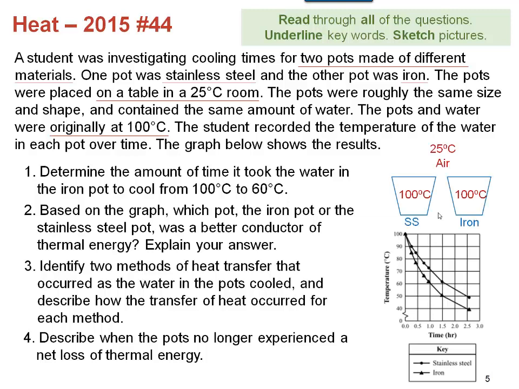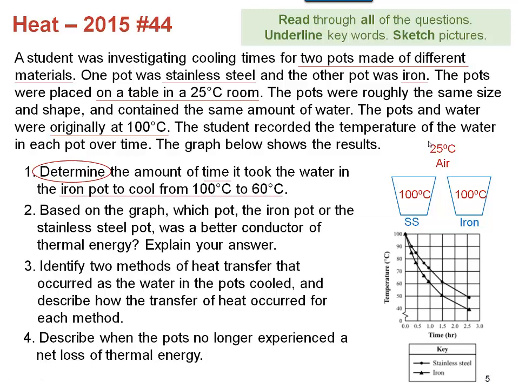I created a little sketch of the situation, which is useful to do during an exam so that you don't have to reread the problem. There are two pots, stainless steel and iron, and they're at 100 degrees Celsius each initially, and they're placed in a room that's 25 degrees Celsius, so there's going to be heat transferred from hot to cold.